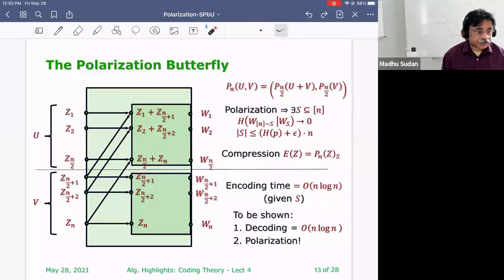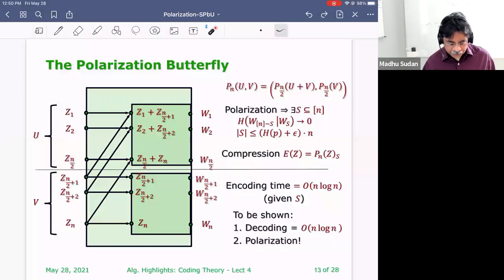Okay. That's the encoding process. It's fairly clear that this is an n log n time encoding process. The only thing that we don't tell you is which of these bits are highly entropic and which ones are not. But it's some calculation. We have to do it. We do it before any of the compression is actually happening.